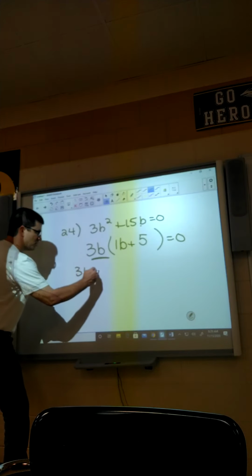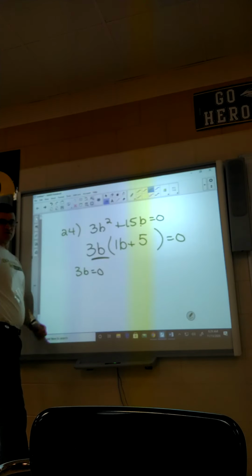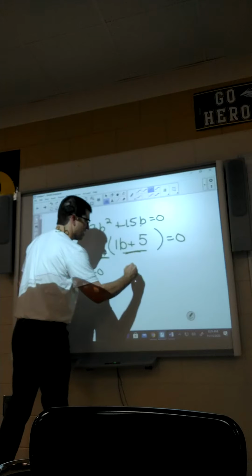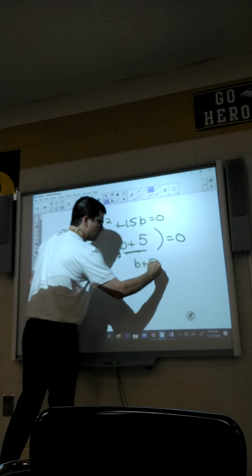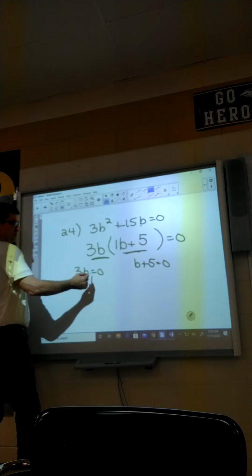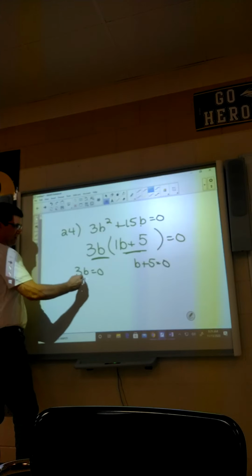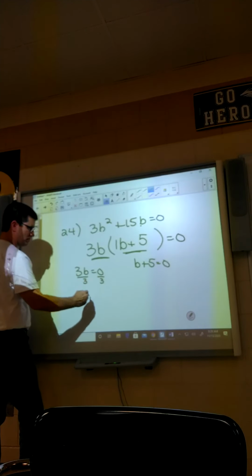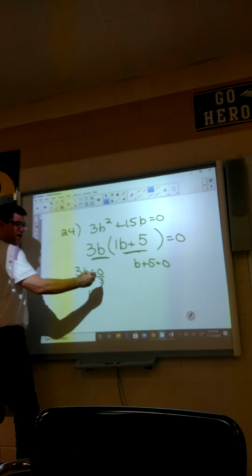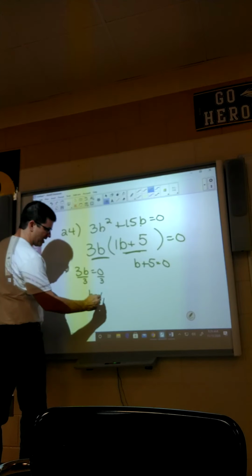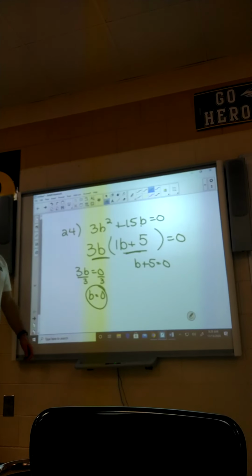Y'all write 3b equals 0. That's going to be your first answer. My second answer is b plus 5 equals 0. All right, what's my answer going to be from here if I divide both sides by 3? What's 0 divided by 3? First answer, 0. Good, write it down.